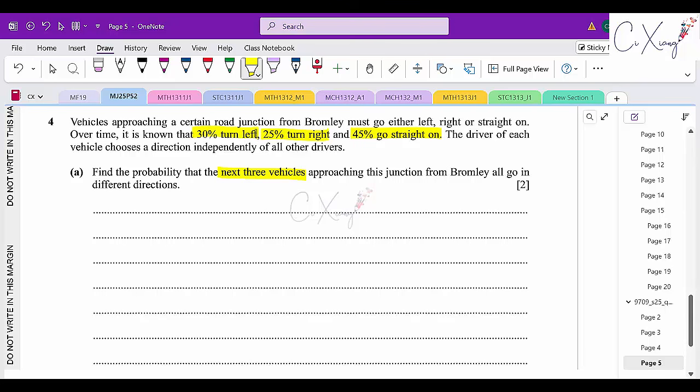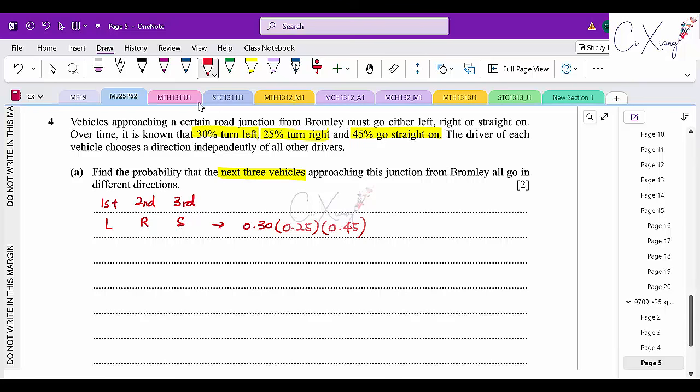Okay, so the next 3 vehicles. You have vehicle number 1, vehicle number 2, and vehicle number 3. They say all go in different directions, right? Let's say the first vehicle goes left, the second goes right, then the third one goes straight on. For this case, the probability should be 0.30 multiplied with 0.25 multiplied with 0.45. So these are the 3 vehicles that go into 3 different directions.